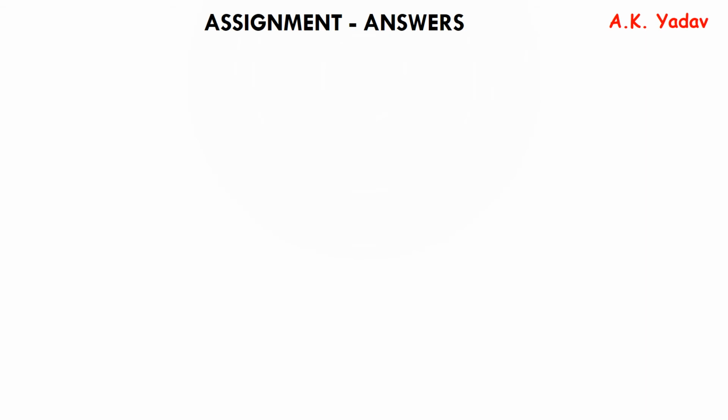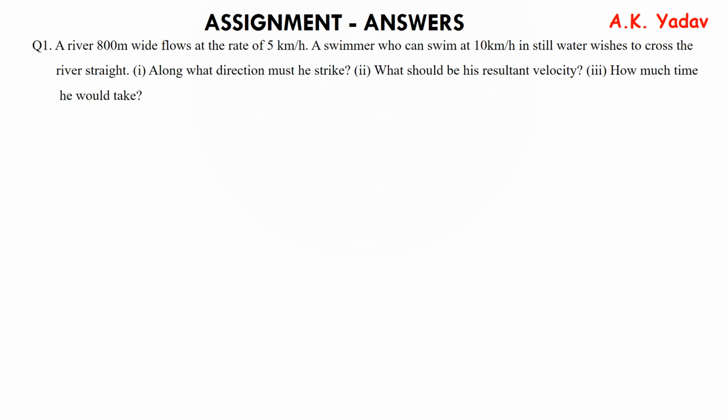Let us solve the assignment. Question number 1. A river 800 meter wide flows at the rate of 5 km per hour. A swimmer who can swim at 10 km per hour in still water wishes to cross the river straight. So the first part is along what direction must he strike, the second part is what should be his resultant velocity, and how much time he would take is the third part.